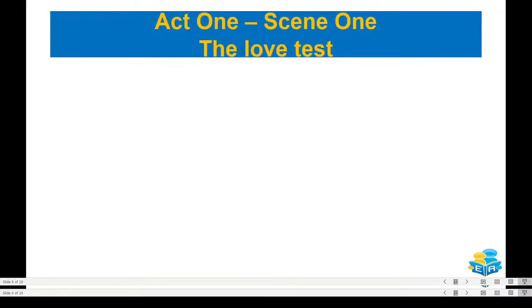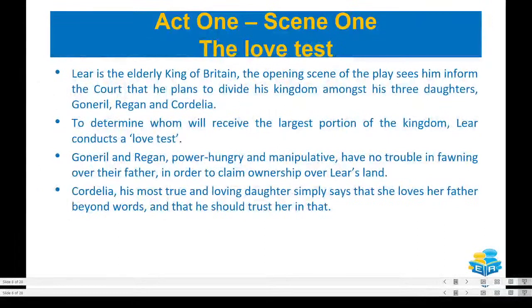Lovely. So Act 1, Scene 1. Your first, ladies and gentlemen, your first key scene is the following. Opening up, Lear, the elderly king of Britain, is opening the scene of the opening scene of the play. He informs the court that he plans to divide the kingdom among his three daughters, Goneril, Regan, Cordelia. To determine who will receive the largest portion of the kingdom, Lear conducts, again, in inverted commas, a love test.